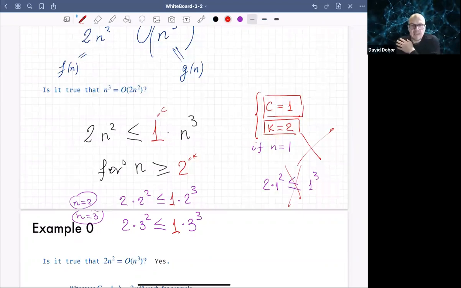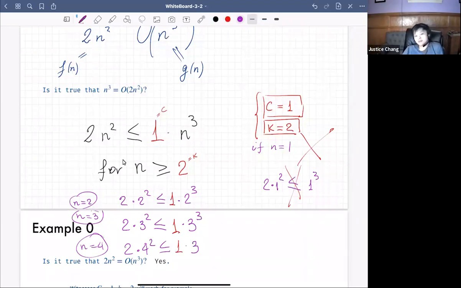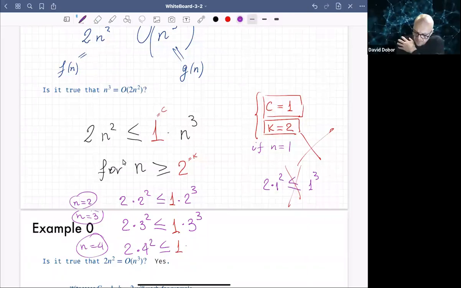Do you see that when I increase n, n becomes 4? What if n is 4? What happens then? Is it still true? 4 cubed. In fact, the difference between the two diverges. The difference between these two becomes bigger and bigger. So here's what's happening.